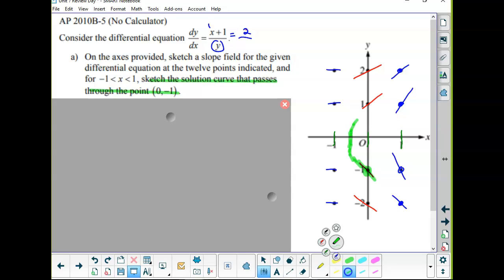And then it's going to start curving a little bit more, and it's going to have a parallel slope to all the values when it crosses the y-axis. This is not going to be the perfect curve, but it's actually going to look like a sideways parabola. And I don't really need to go through that point, but maybe I do.